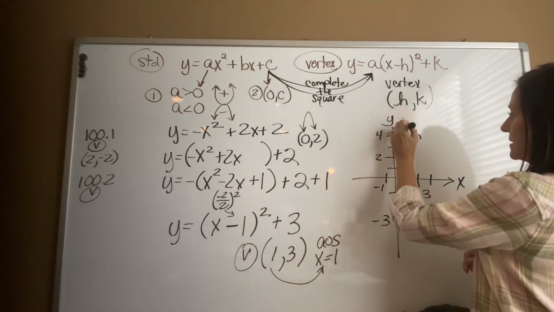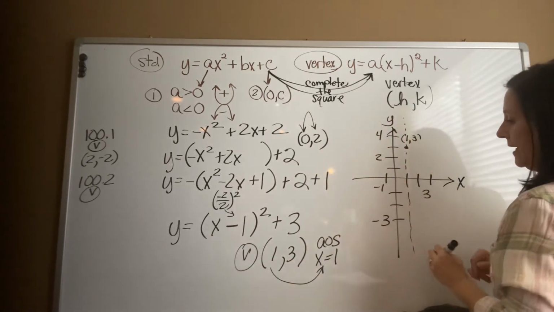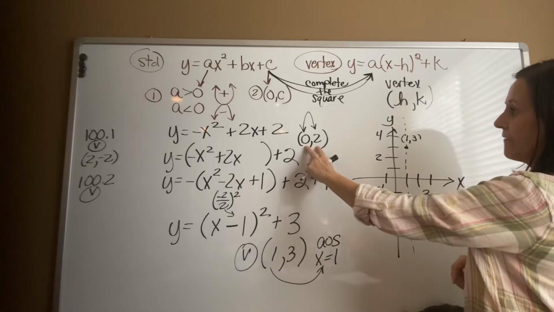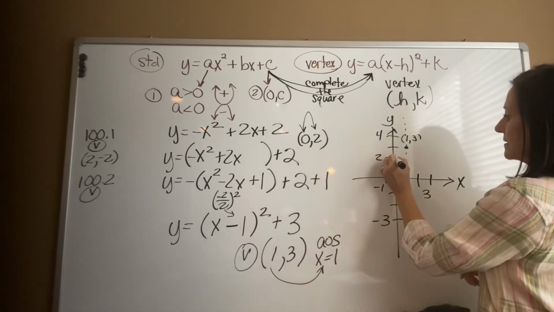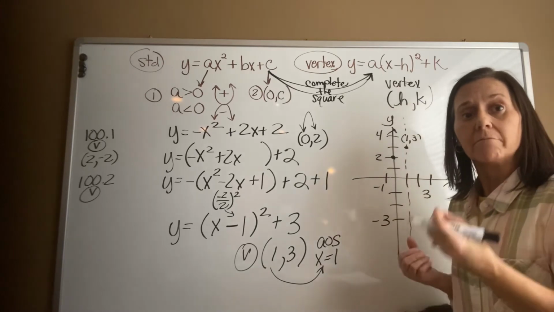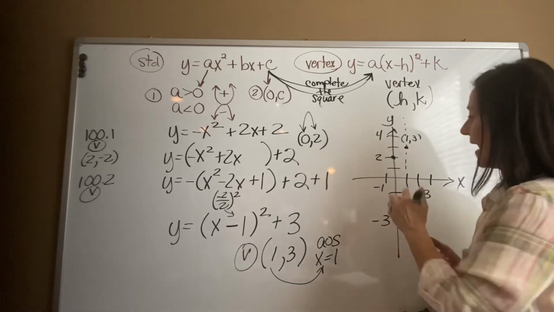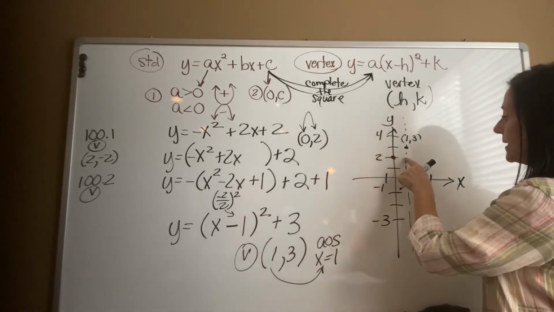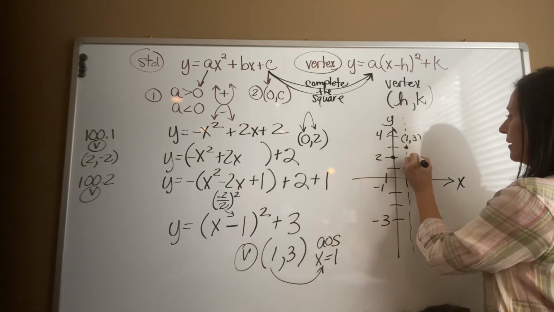Here's my axis of symmetry at x equals 1. I have where it crosses the y-axis. What can I do? I can plot a mirror image of that on the other side of the axis of symmetry. So if I go over 1 here, I can go over 1 more here.